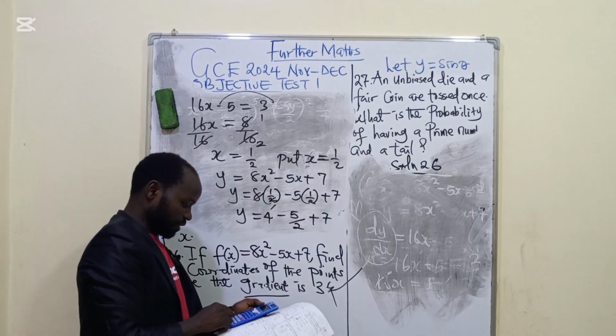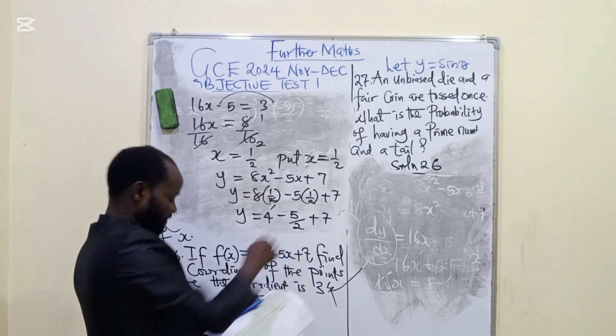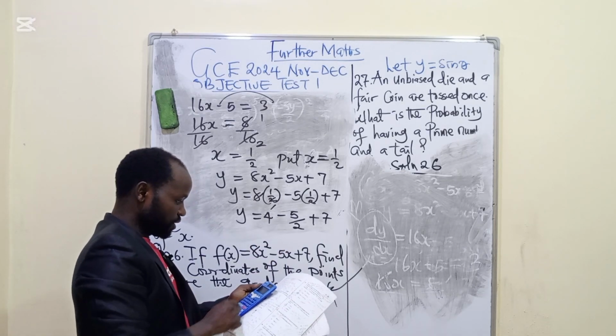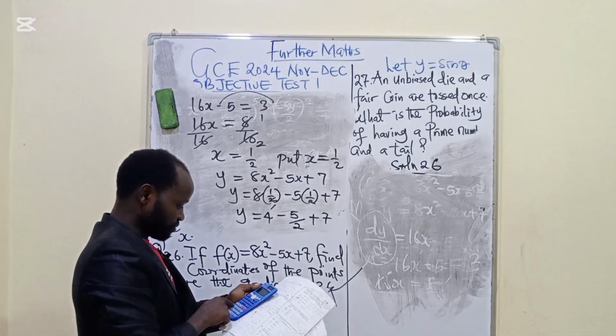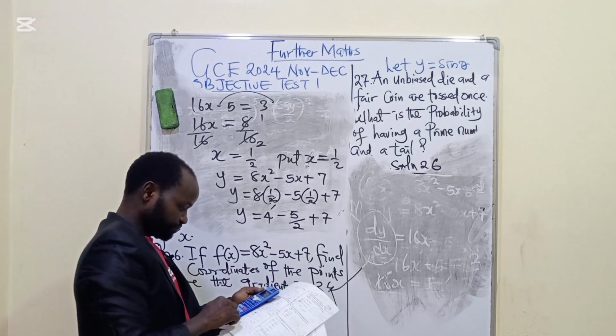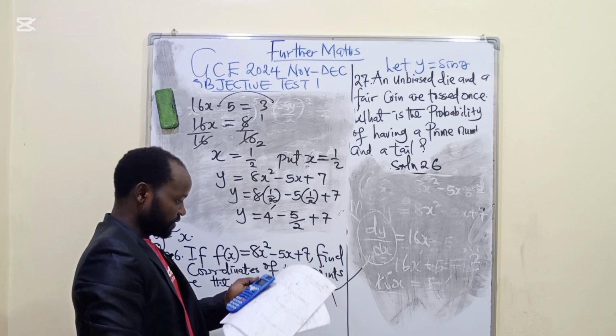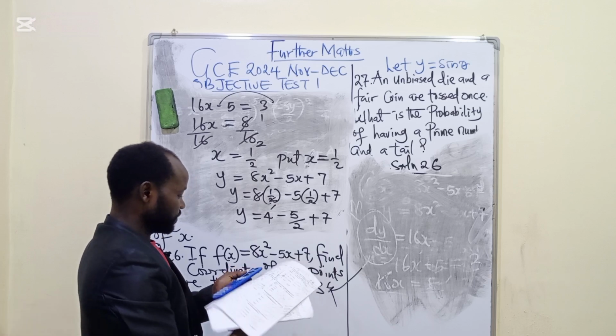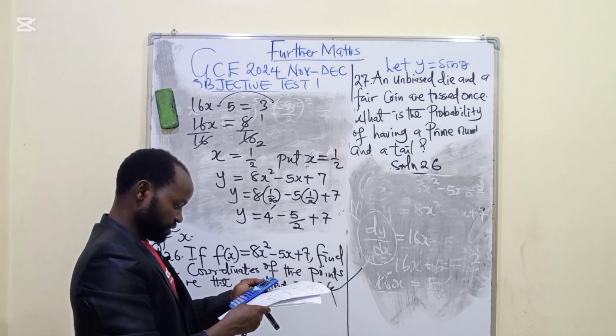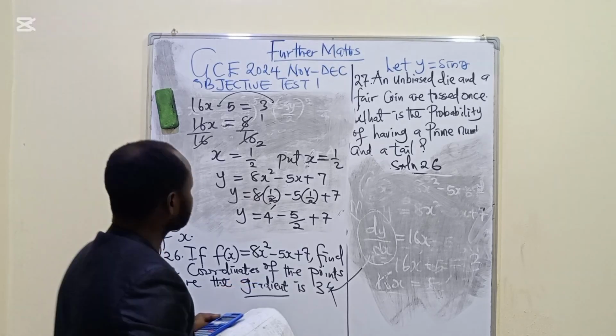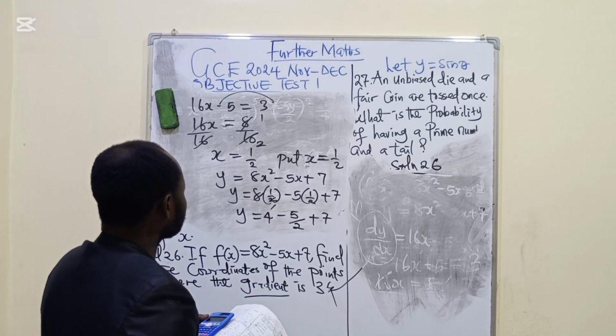We have, let's use our calculator. 4. Let's divide this first. That's 5 divided by 2, that's 2.5. It will be 4 plus 7 minus 2.5. That will be 8 point. Let's still check. We have half.